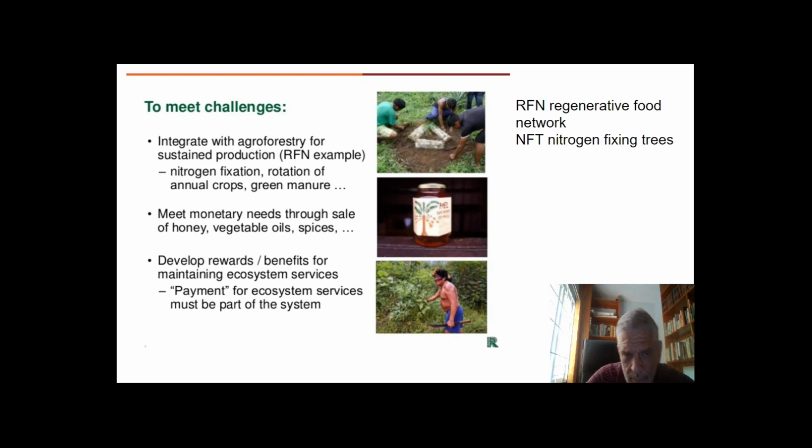So payment for the ecosystem service must be part of the system. So even a place like Guyana, I suppose, people worldwide can compensate Guyana for maintaining its portion of the Amazon.